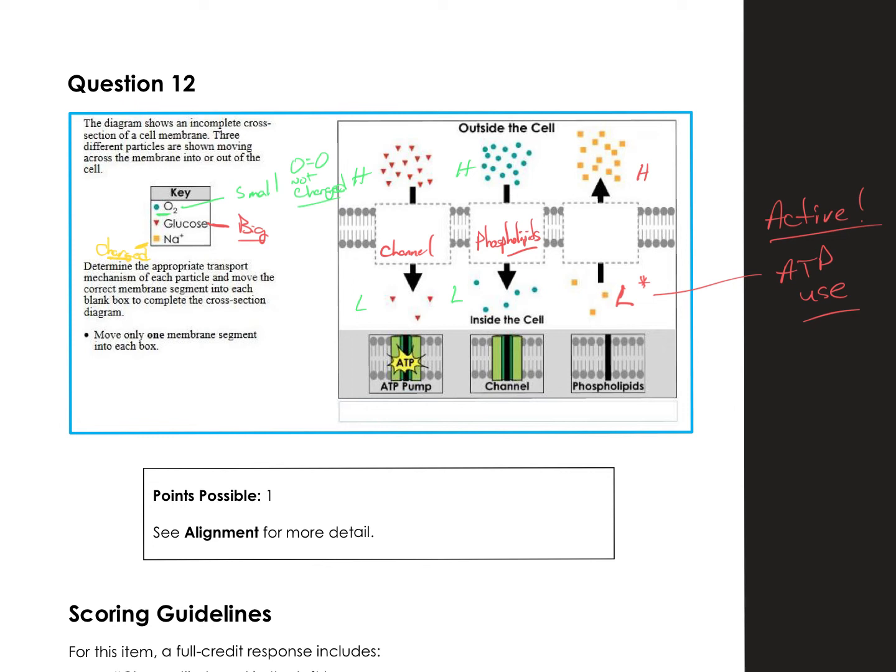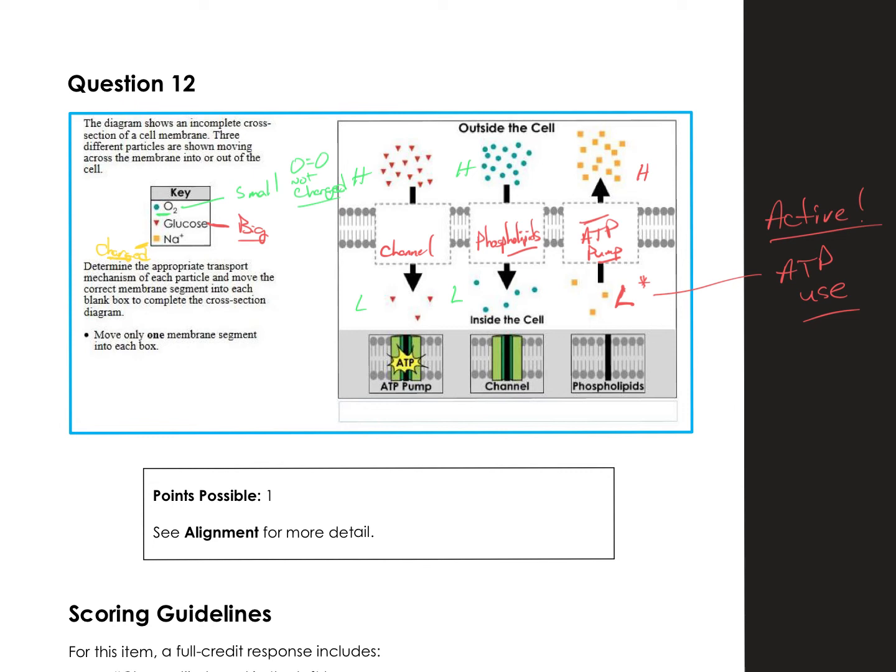And then lastly, here you're going from low to high. As I said earlier, you're going from low to high. You need ATP. So the ATP pump is necessary. So that's key. That's that easy.